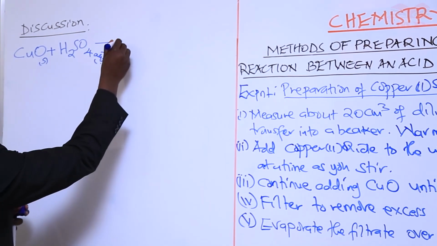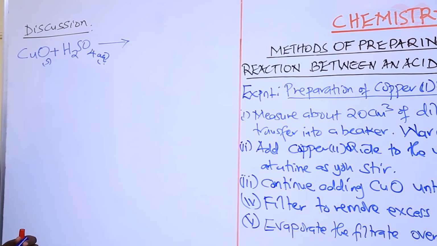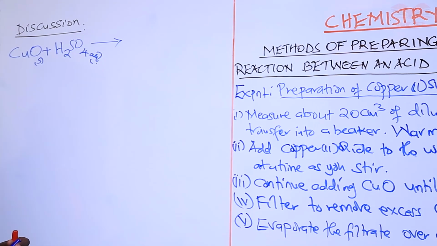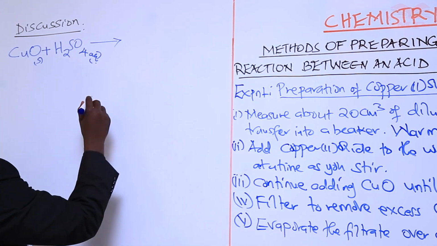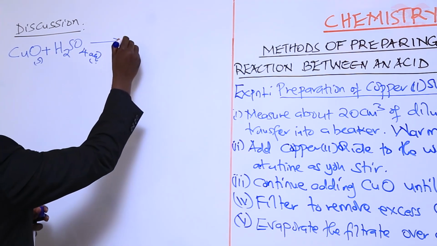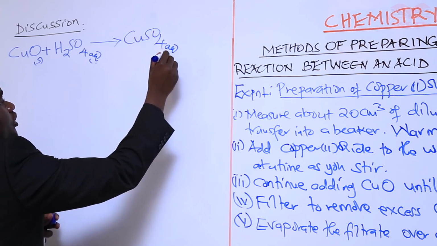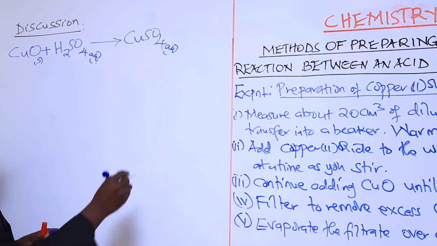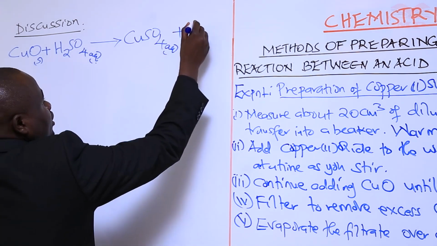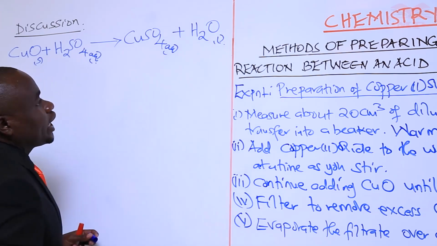So the two compounds react. We shall get two products, a salt and water. The name of the salt will be copper sulfate, which will be in solution form. That's why we are carrying out filtration. And the other product is water. So you'll get copper sulfate and water.